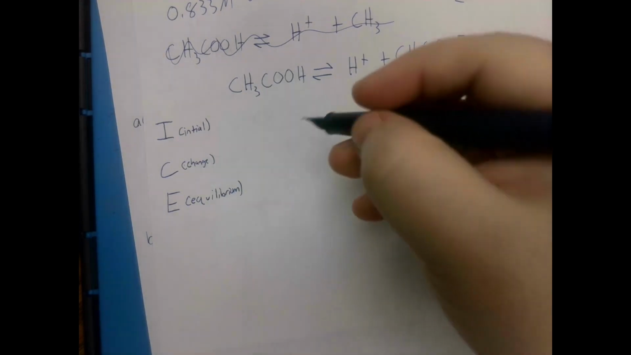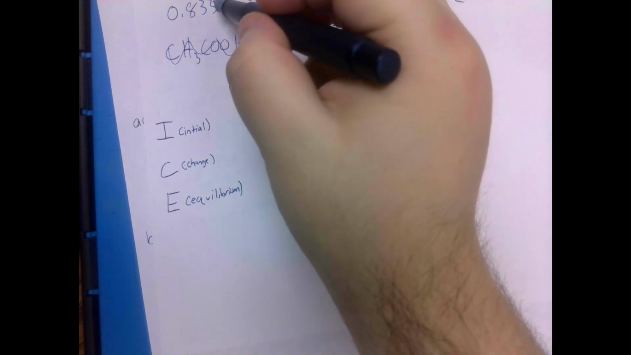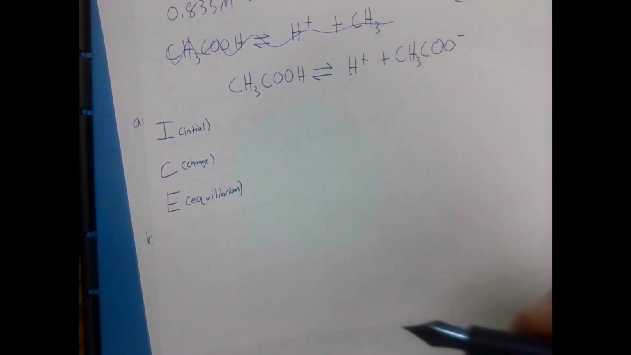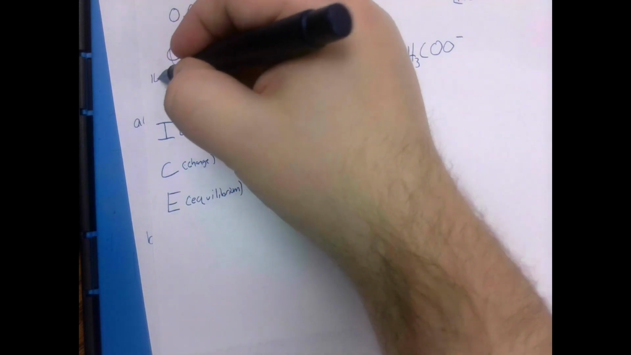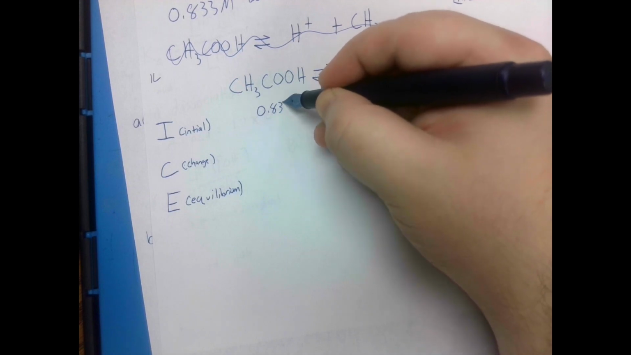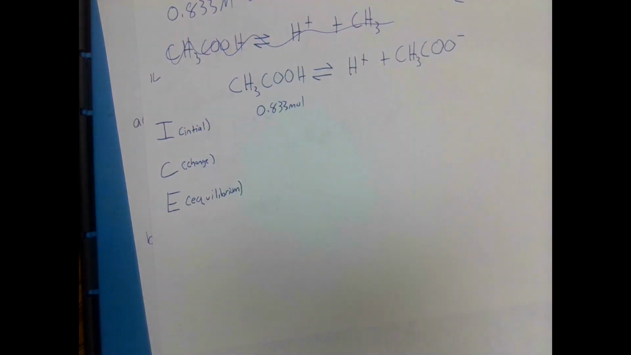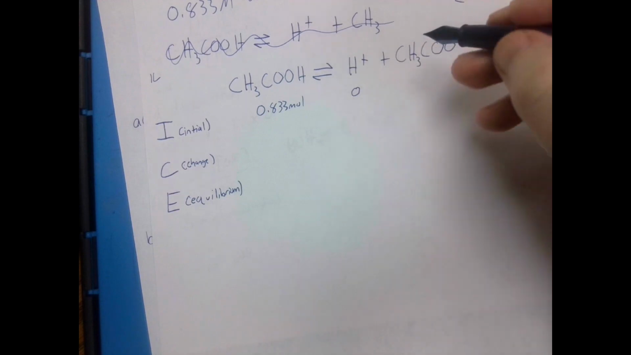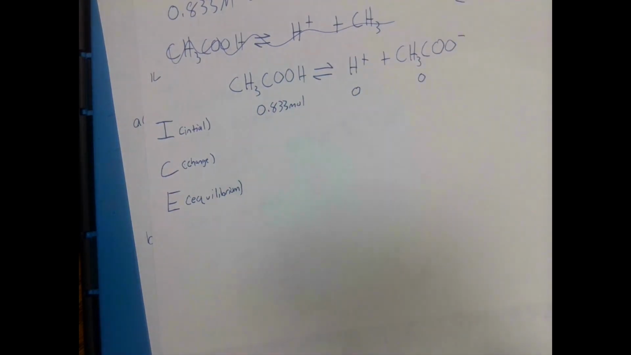So you can treat molarity as number of moles. You can, again, because I'm not mentioning volume, pH doesn't depend on volume. So let's assume we have 1 liter. So initially, I have 0.833 mole of acetic acid. And this is right before it starts breaking apart. I'm assuming I put all my acetic acid in the water, and it's not yet broken apart into ions.